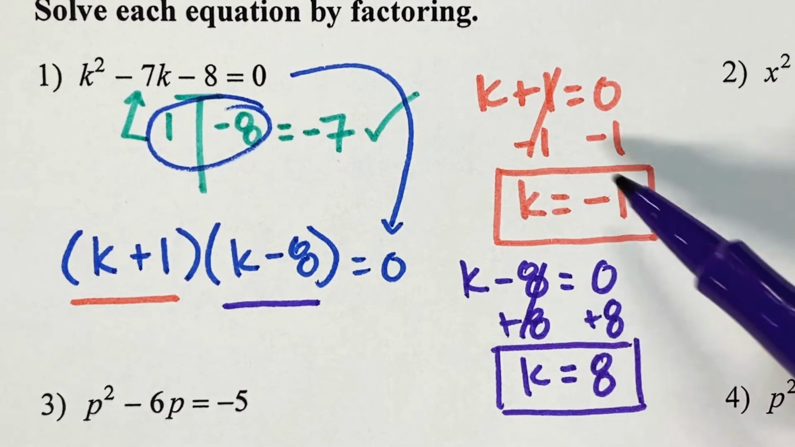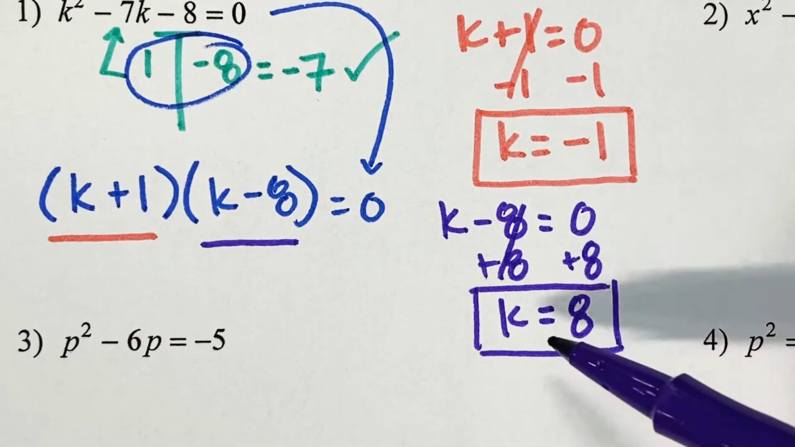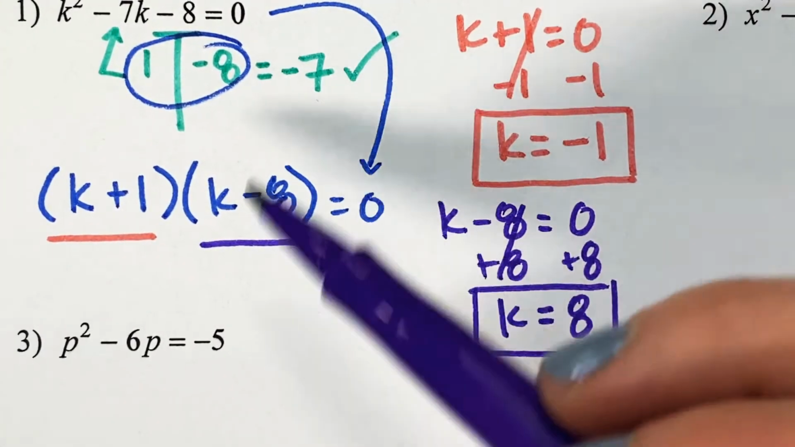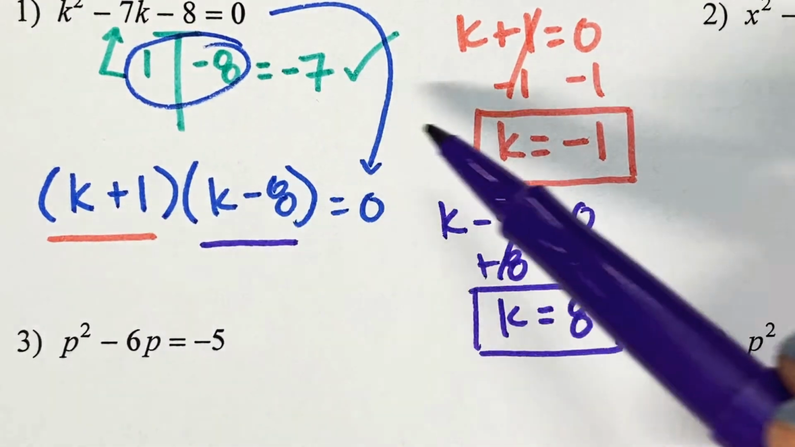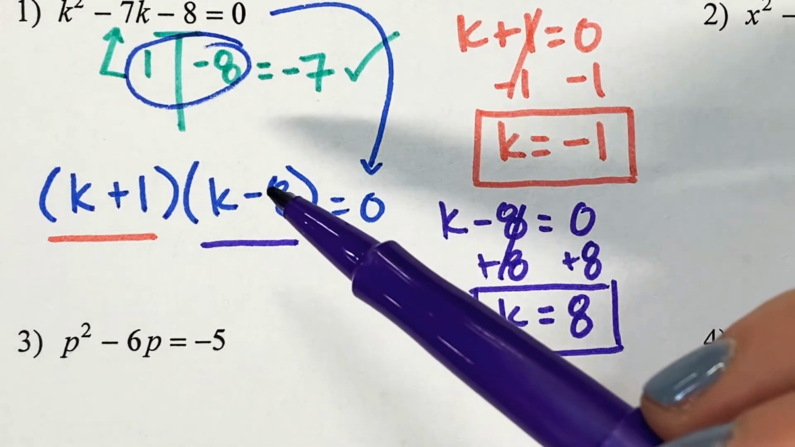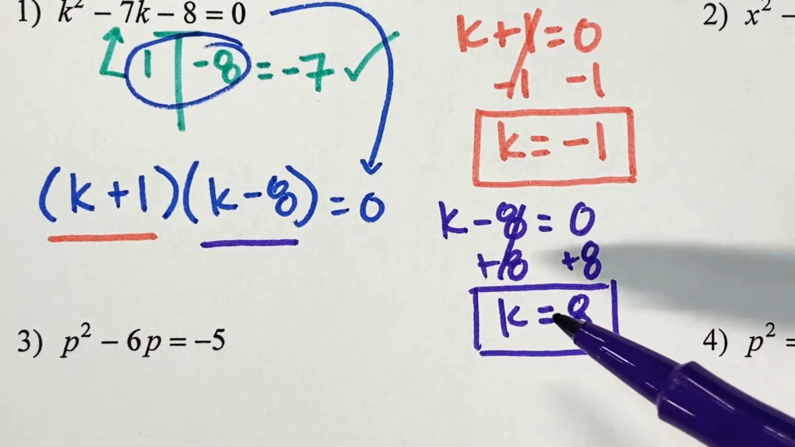Okay, remember when you're solving quadratics, you're always going to get two answers. Okay, when we're solving by factoring, we can basically say, okay, what's the opposite of +1? -1. What's the opposite of -8? +8.